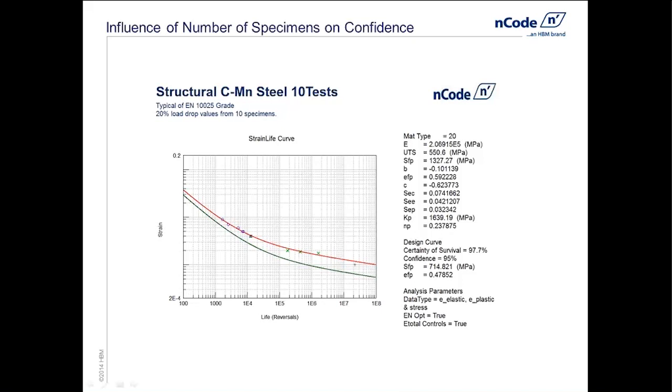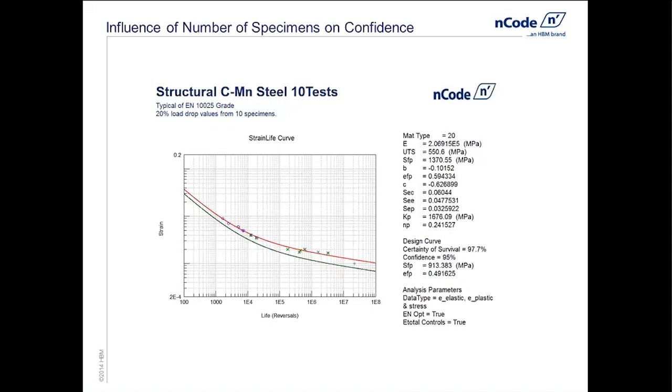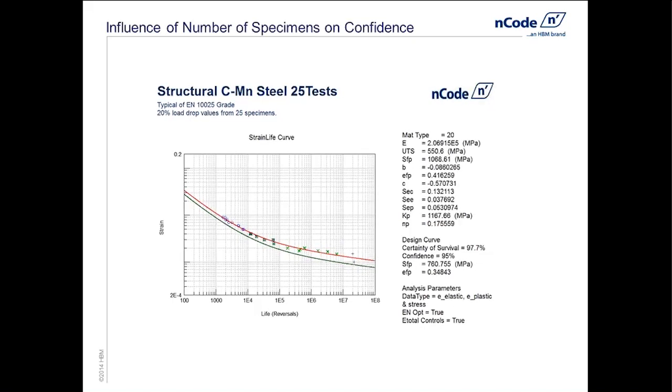If I go in and increase the number of tests to calculate this curve, I can improve our design curve. Since we have more confidence, we can actually use a less conservative curve. Here we see a curve at 95% confidence using 10 specimens. If I go to 15 specimens, you'll see that the green curve has moved up. The design curve is now closer to the average properties because I have more specimens, so I have more confidence in the data. And we have a final plot here looking at 25 specimens.